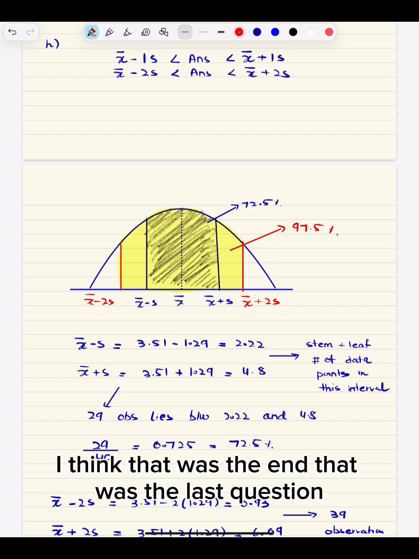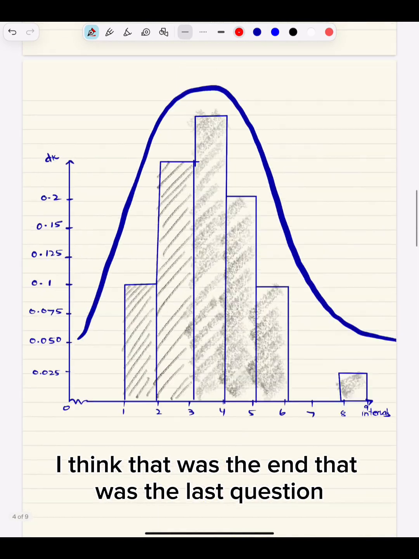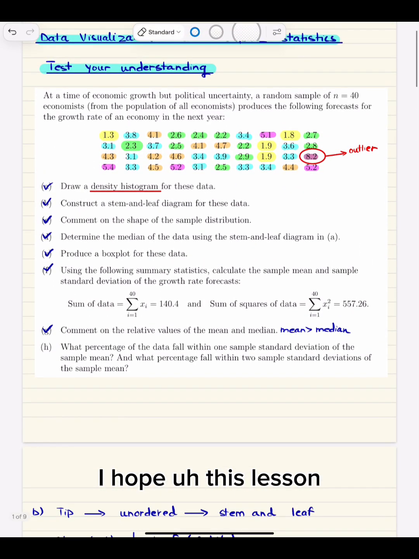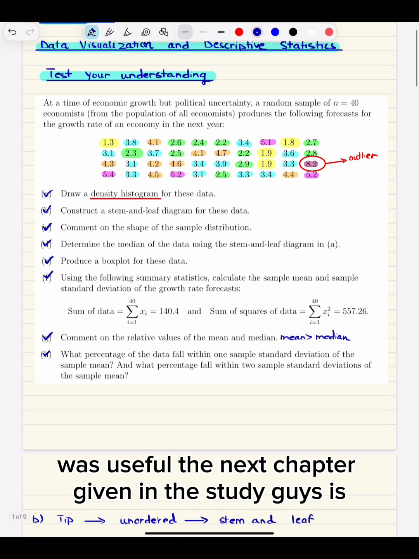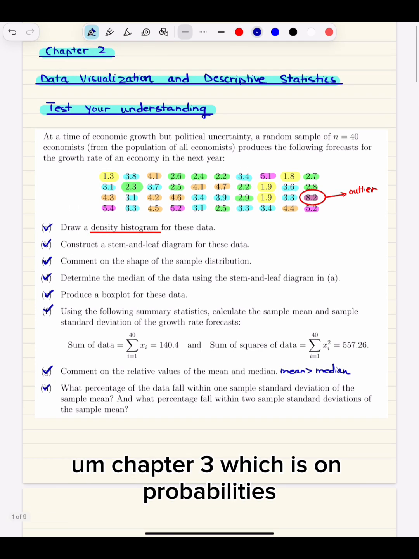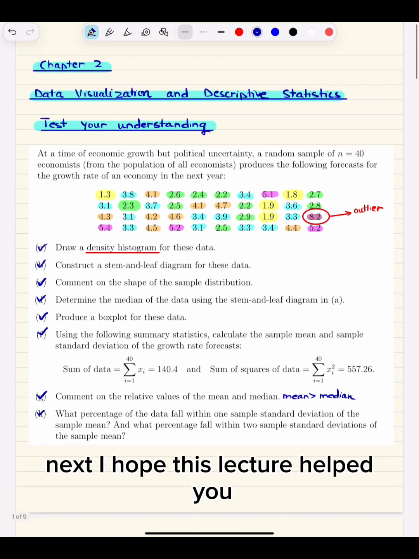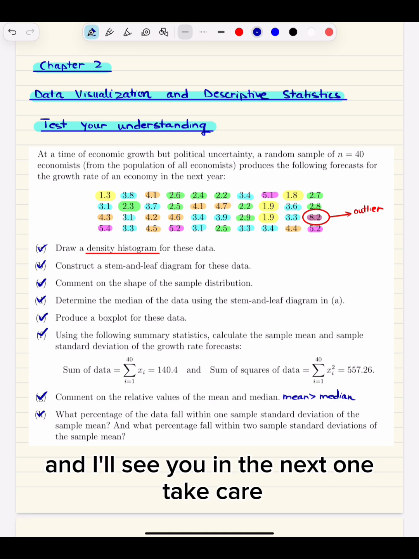So I think that was the end. That was the last question. I hope this lesson was useful. The next chapter given in the study guides is chapter 3, which is on probabilities. So I'll be solving questions on probability next. I hope this lecture helped you, and I'll see you in the next one. Take care.